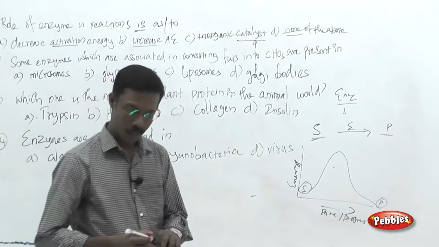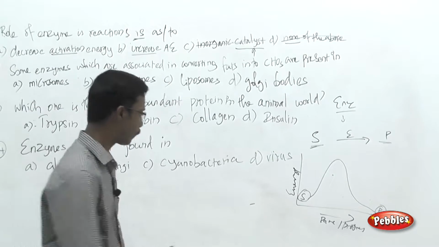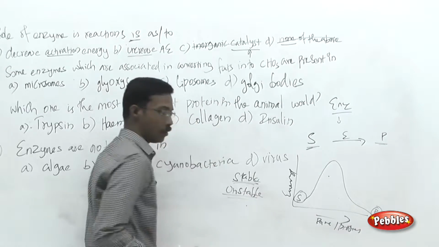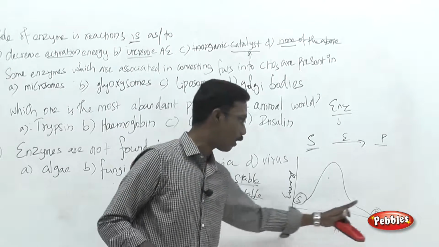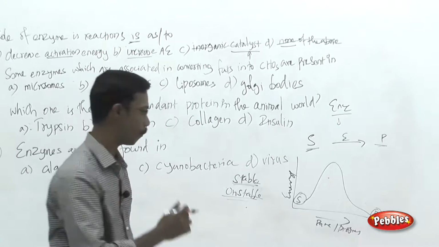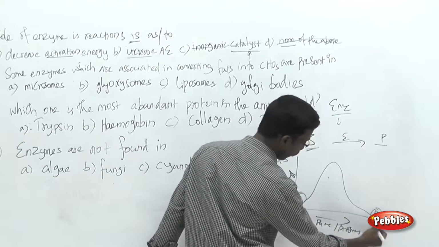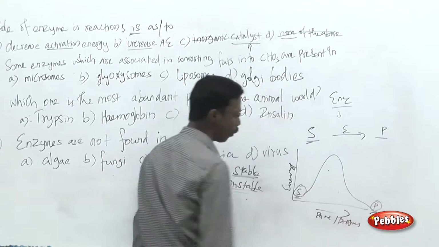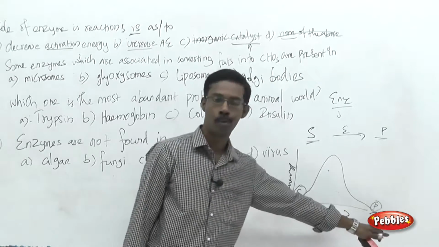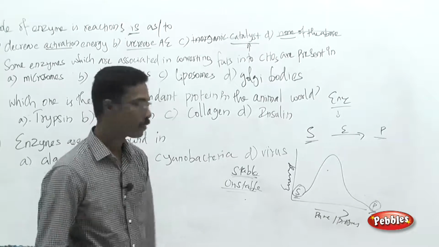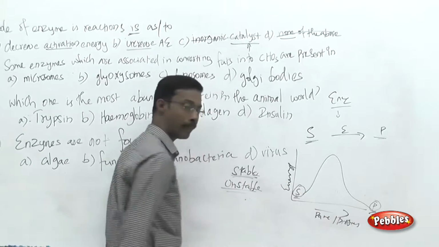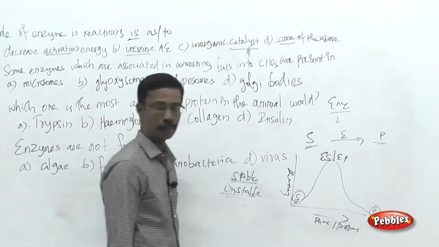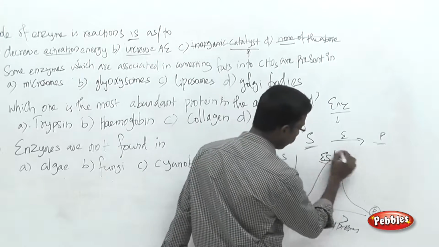I told you there are two levels of energy you have to remember: stable and unstable. Both substrate and product are in a stable form. But during the biotransformation from the substrate to the product, it will form an unstable complex, that is called the enzyme substrate complex or the enzyme product complex. Both the complexes are unstable.